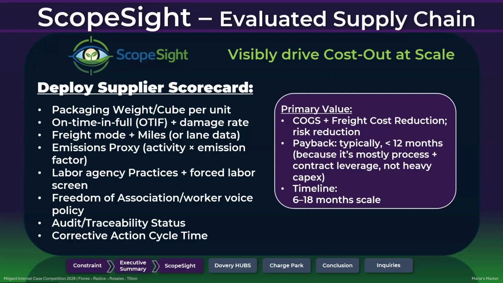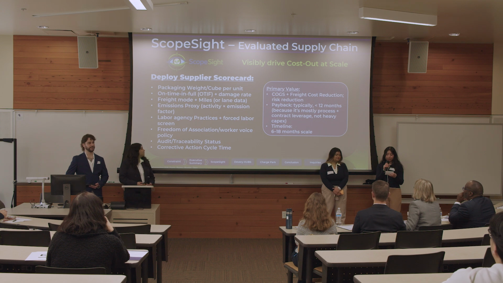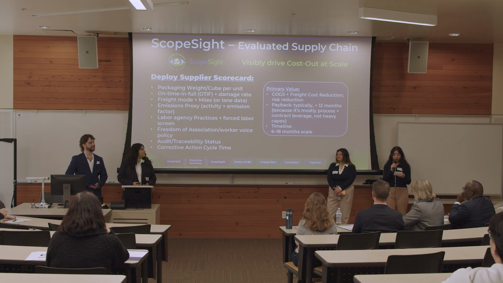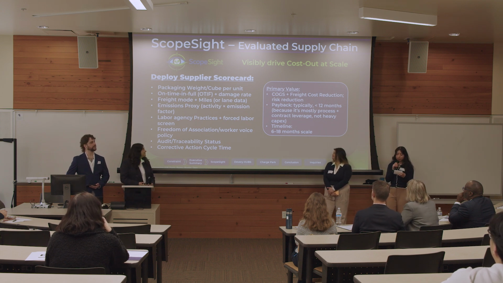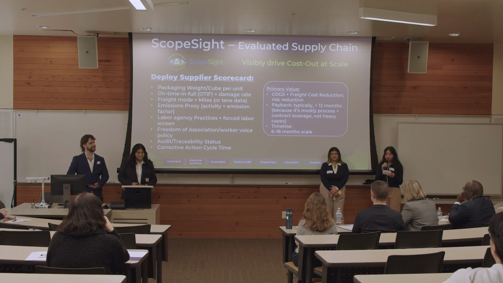Labor agency practices and a forced labor screen avoid high-impact compliance risk. Freedom of association and worker voice policy are a practical signal of labor conditions. Audit traceability status lets claims be verified. Corrective action cycle time, because what matters is how fast issues get fixed.